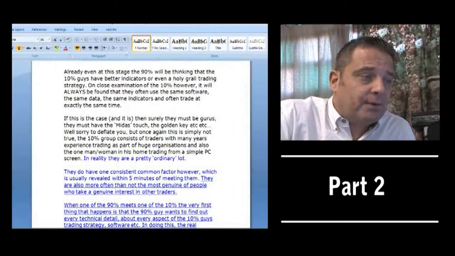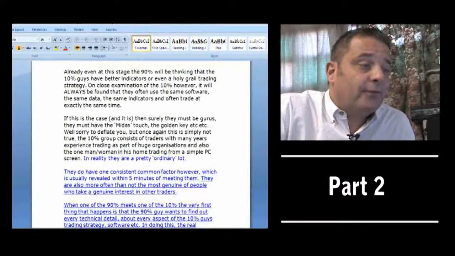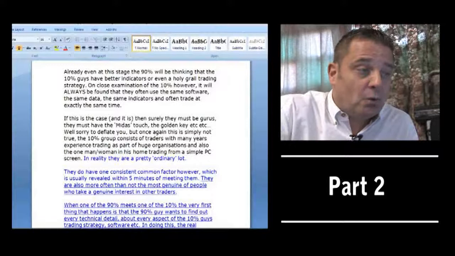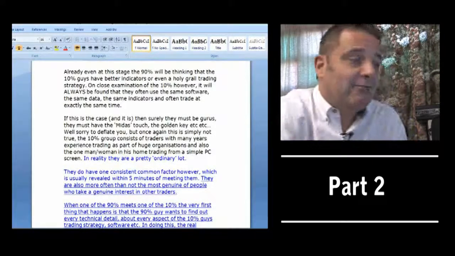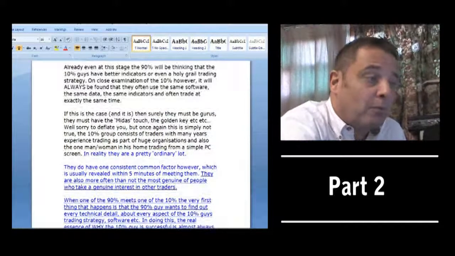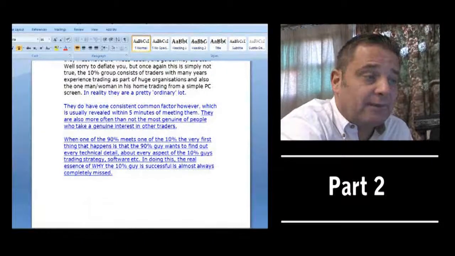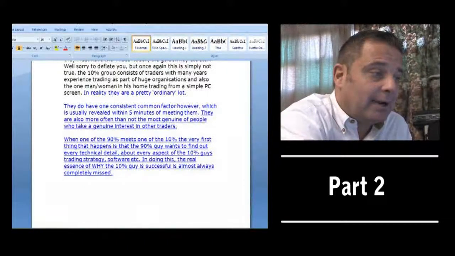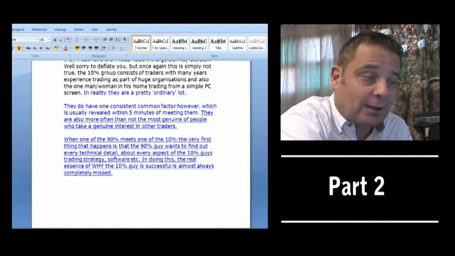The 10% group of consistent traders includes people with many years' experience trading as part of huge organisations, and also the one man or woman in his or her home trading from a simple PC screen. In reality, they're a pretty ordinary lot. They do have one consistent common factor, however, which is usually revealed within 5 minutes of meeting them. They are also, more often than not, the most genuine of people who take a genuine interest in other traders.